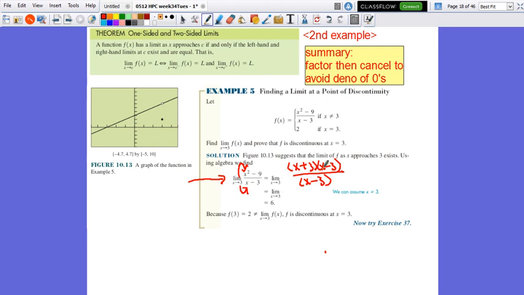and look at what cancels. The x minus 3's cancel, and you're left with just x plus 3. And now you don't have to worry about a denominator because there is none, and you just plug in 3 into x, and you get 6.